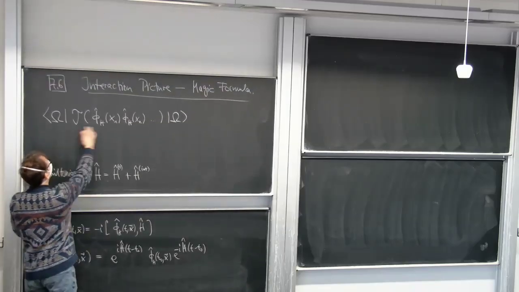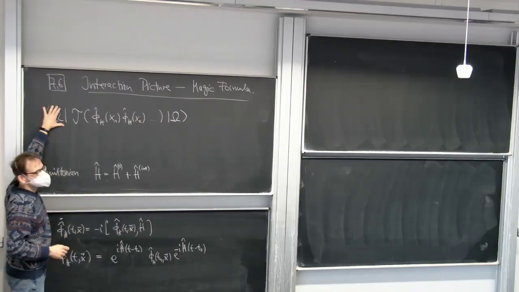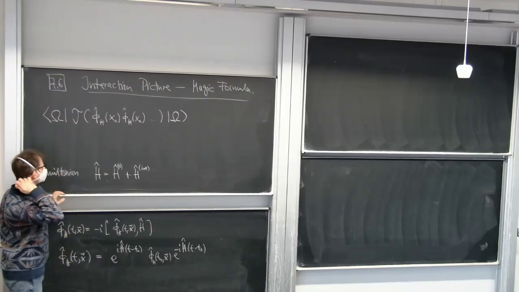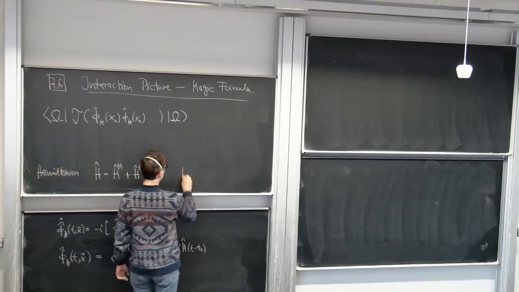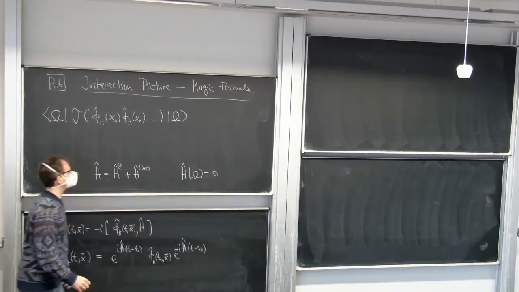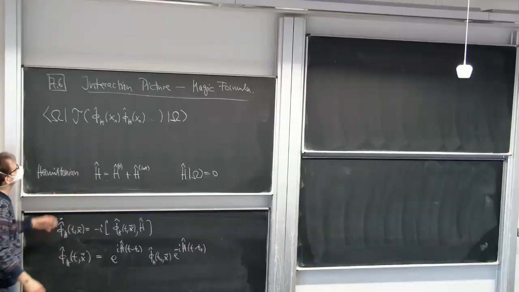Now, this is still what we want. And this state is the vacuum of the full theory, with zero energy, so H on Omega is zero. That's what we know. We know it has no momentum or angular momentum, all the things that we have. This is what we want.